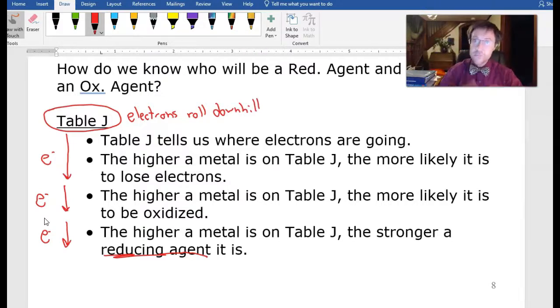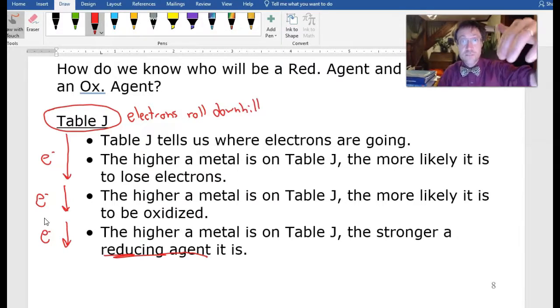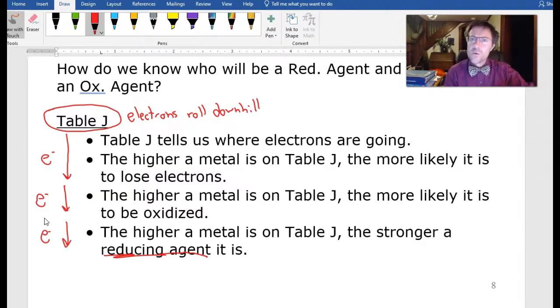So the electrons are going to go from that metal higher on table J to the metal lower on table J. What that means is if it's higher on table J, it's losing electrons. It's being oxidized, and therefore it is a reducing agent because it's smashing those electrons down on the ones that are below it, right? So the ones below are the ones taking all the electrons. Those are the ones being reduced. And vice versa, the low ones are stronger oxidizing agents because they're more able to rip electrons off of the higher metals over there on table J.